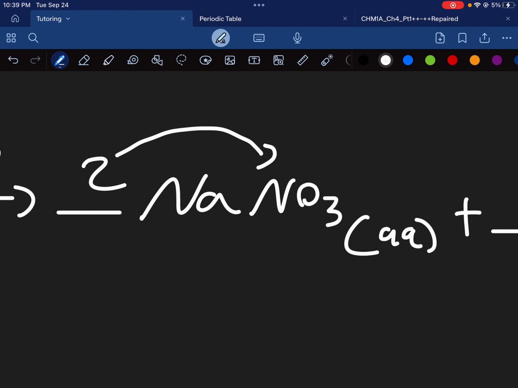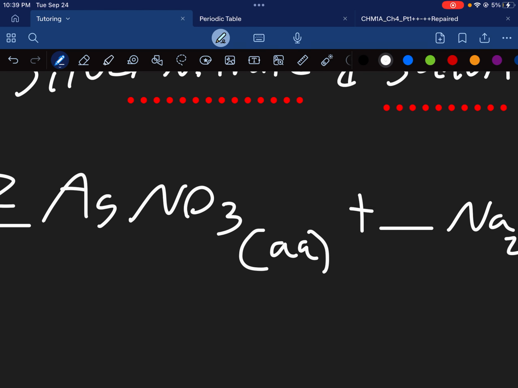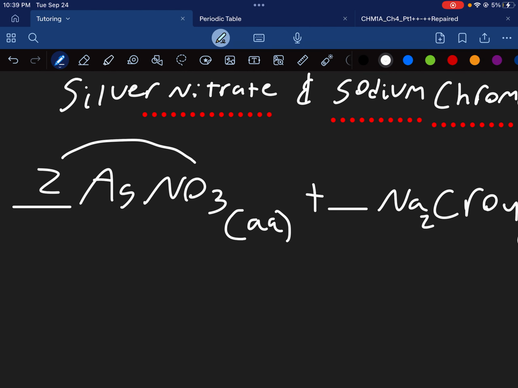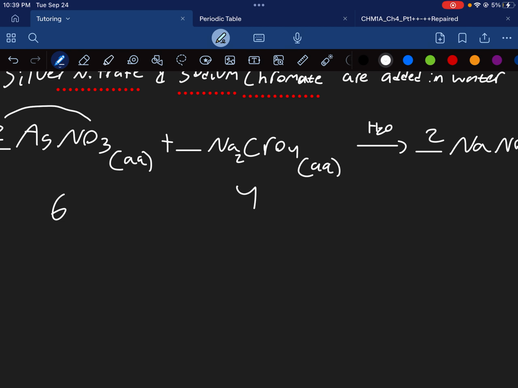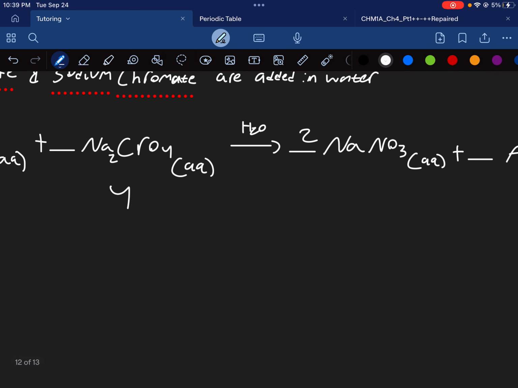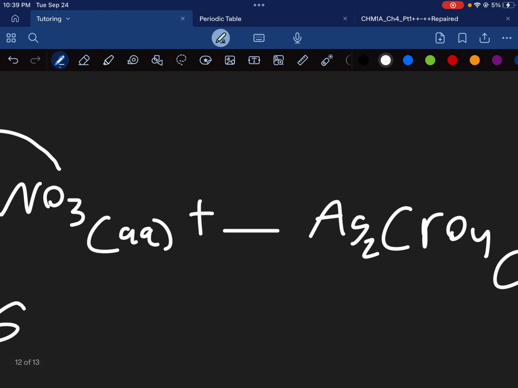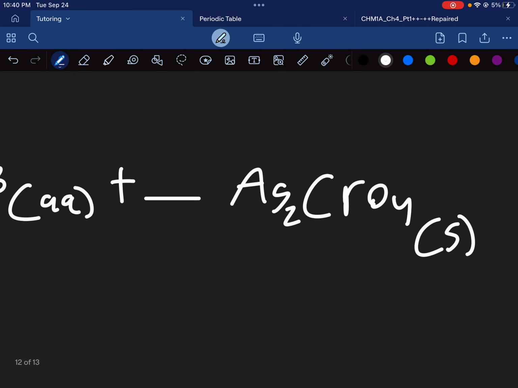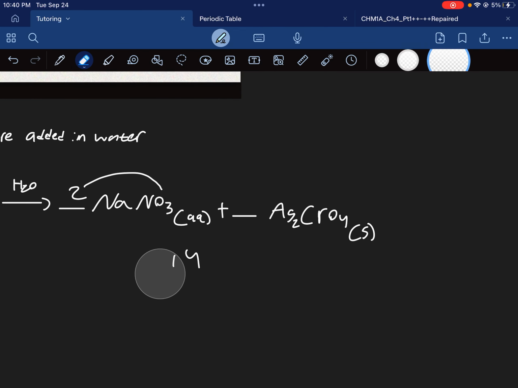What about oxygen? Oxygen is going to be 3 times 2, which is 6. Oxygen has 4 right here. So in total on the reactant side, there's going to be 10 oxygens. How about on the product side? There's 3, but 3 times 2 is 6. Right here, oxygen is 4. So 4 plus 6 is 10. So both sides have 10 oxygen atoms. So it's balanced in terms of oxygen.